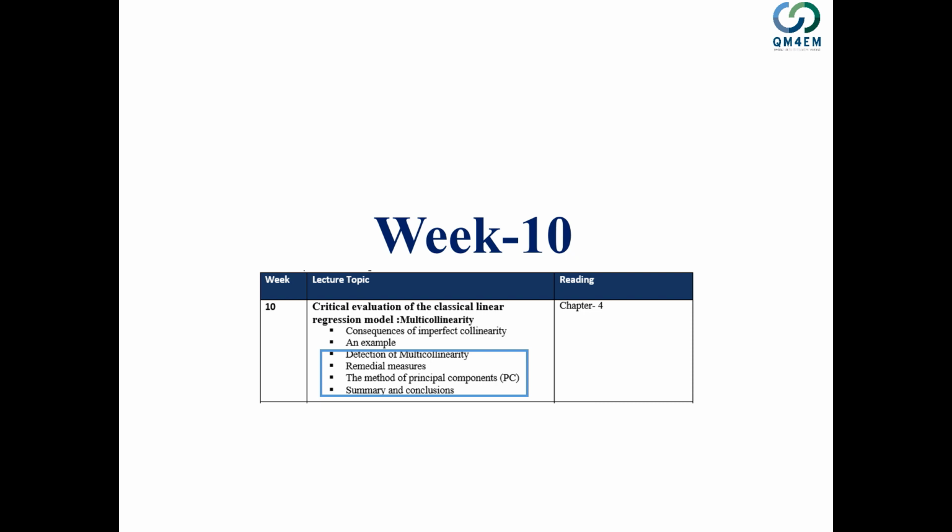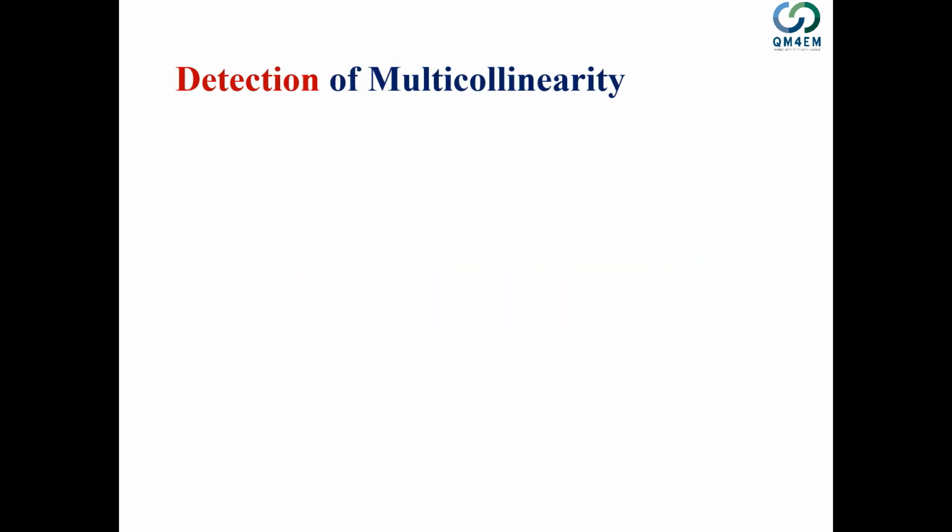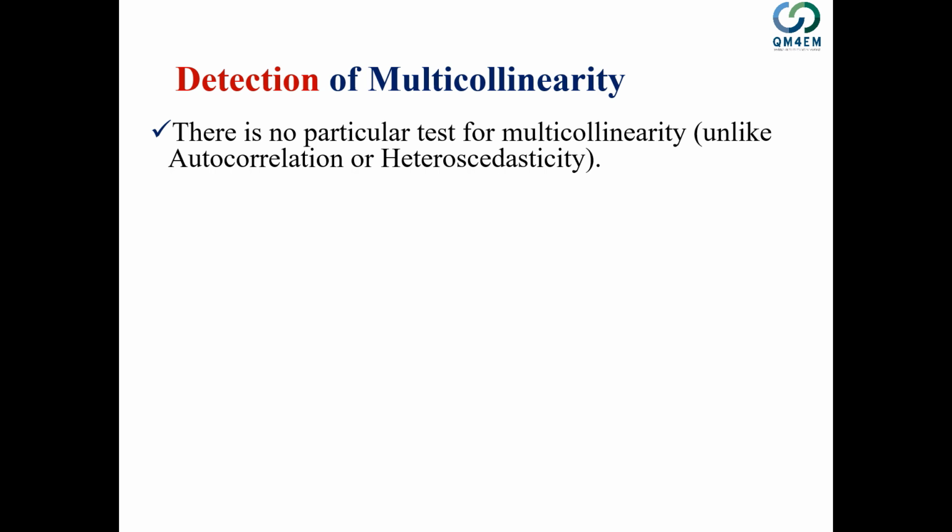When it comes to how to detect multicollinearity, there is no particular test for multicollinearity, unlike autocorrelation or heteroscedasticity, which do have a proper mechanism or tests for identifying these issues. So to start with, we have no test for multicollinearity. So it's a natural question then, how can we identify multicollinearity?